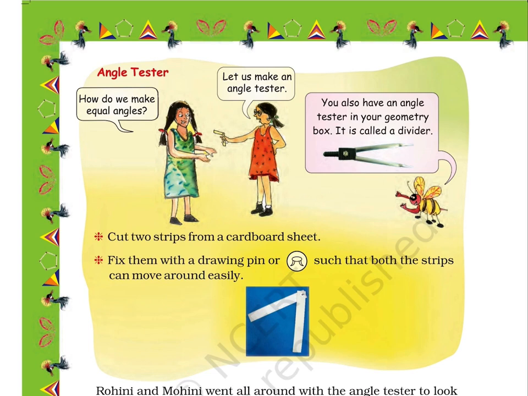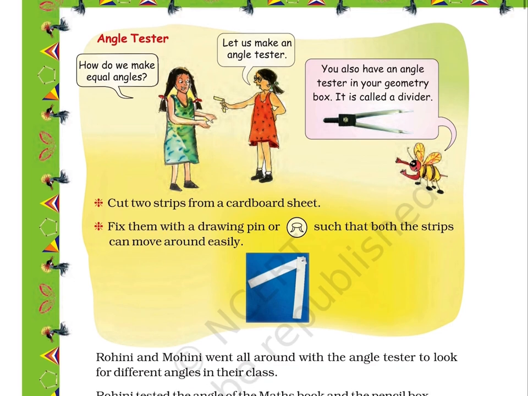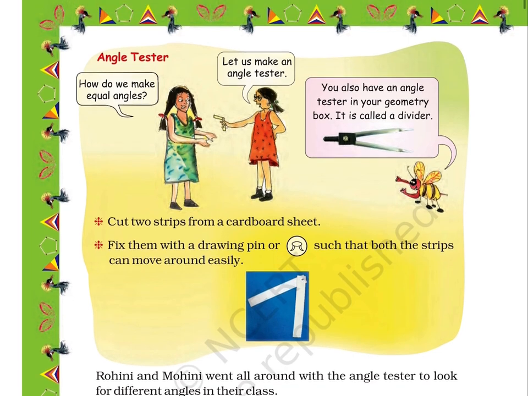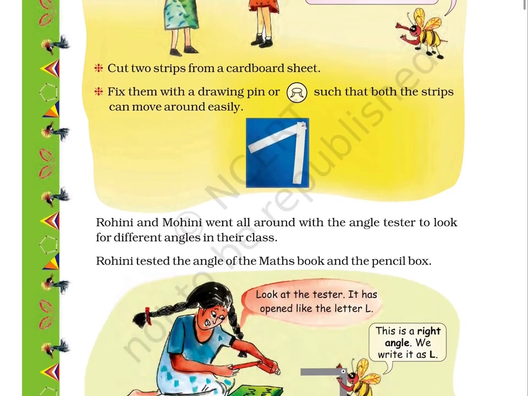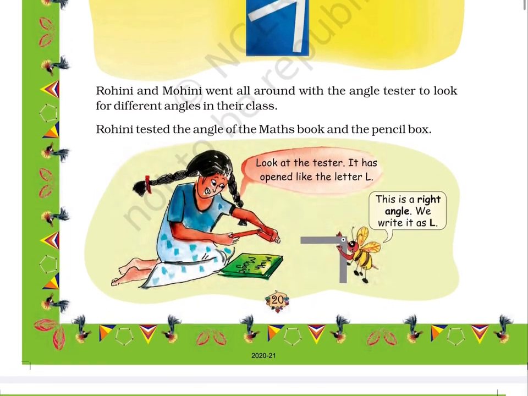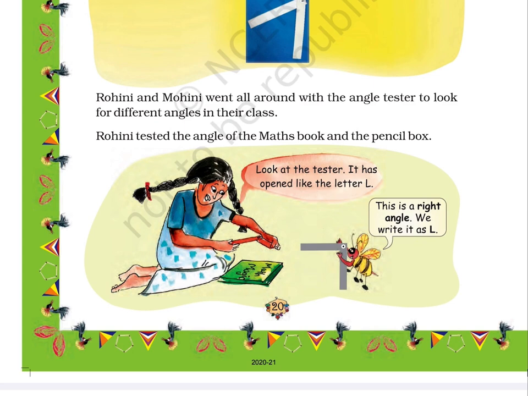Cut 2 strips from a cardboard sheet. Fix them with a drawing pin or U-clip such that both the strips can move around easily. Rohini and Mohini went all around with the angle tester to look for different angles in their class.